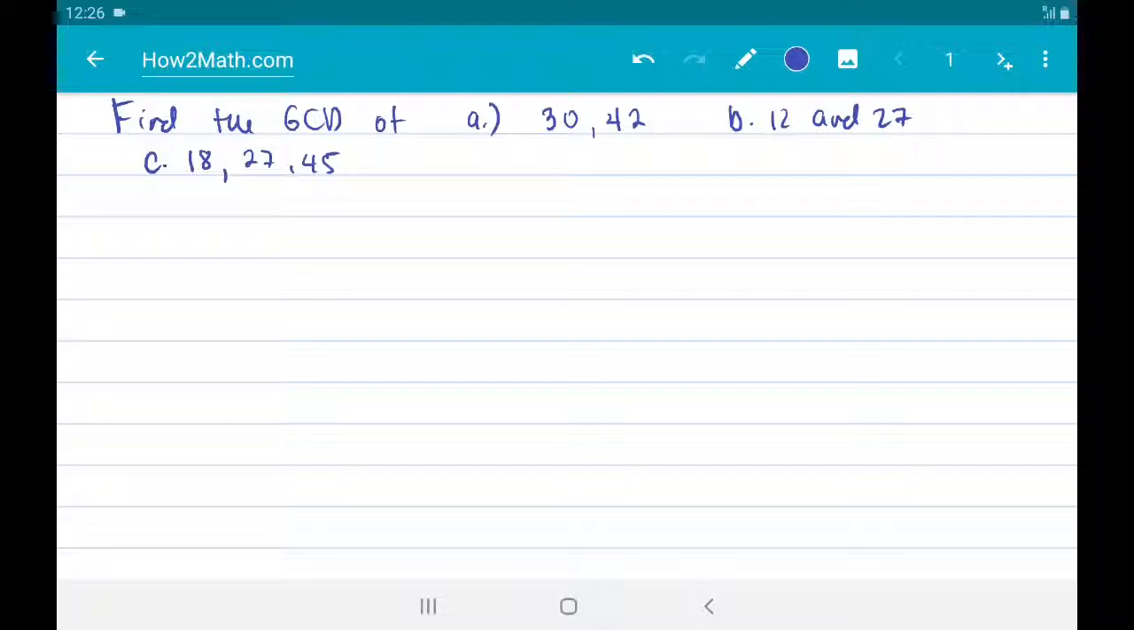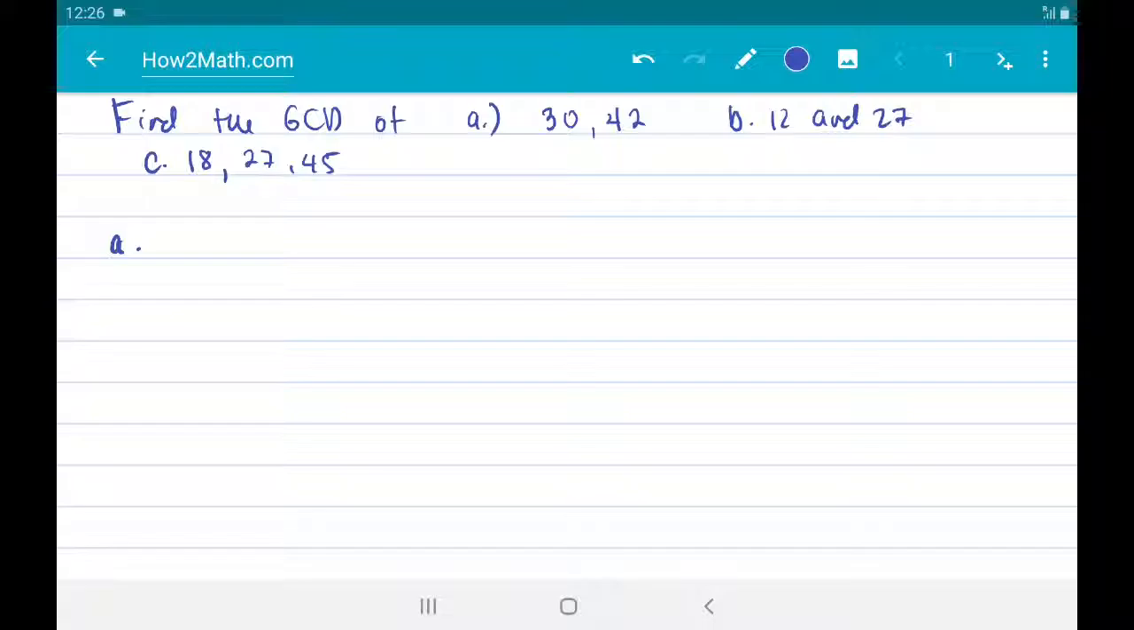In this video, we're going to continue our series on GCD, or greatest common divisor. So in this video, we are going to answer 3 exercises on finding the GCD of 2 or more numbers. Let's have the first exercise. Find the GCD of 30 and 42.